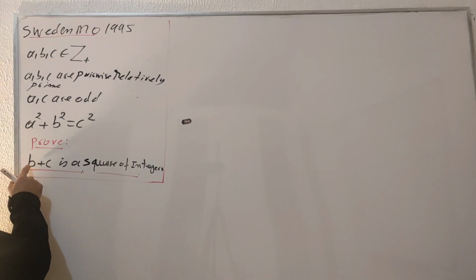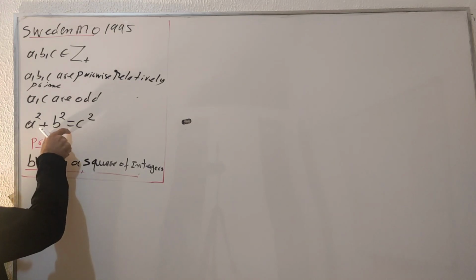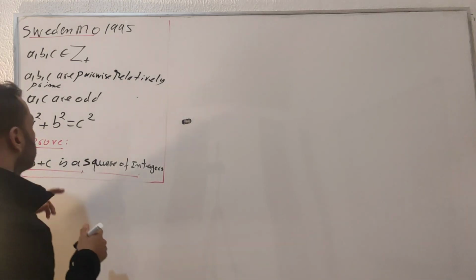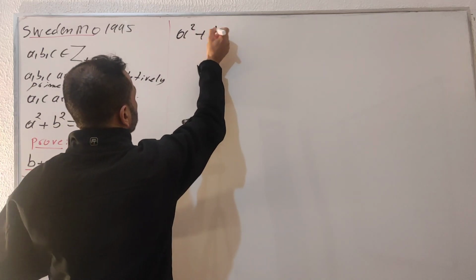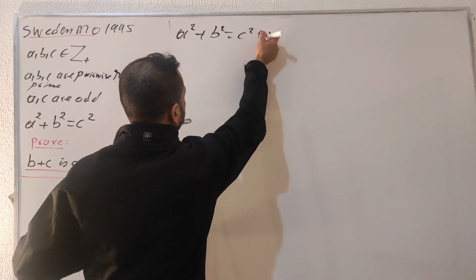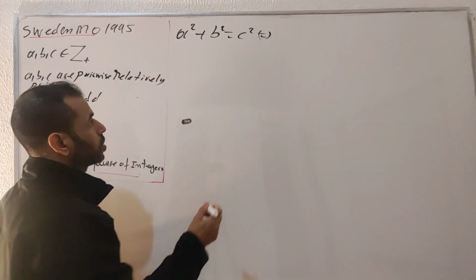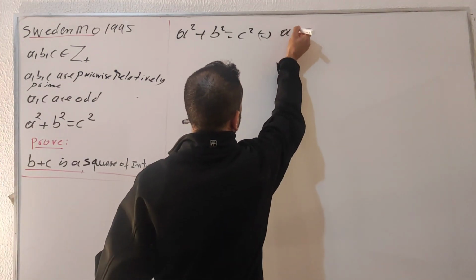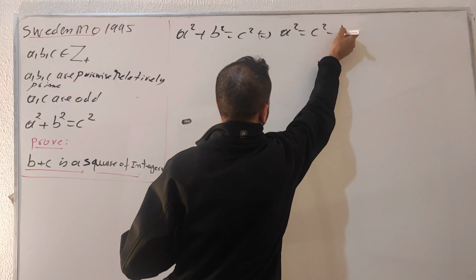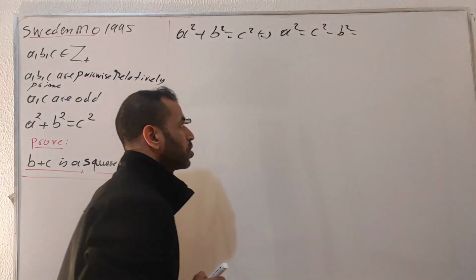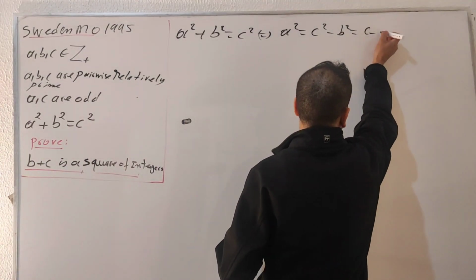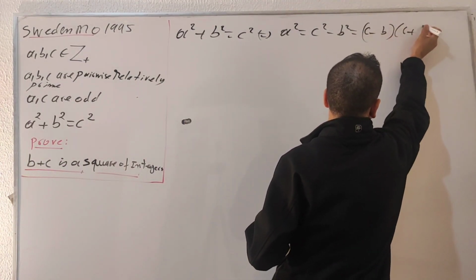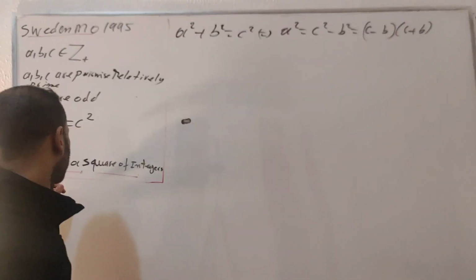Since we need the term b plus c, we are going to factor in order to put this equation in the form of b plus c. We have a squared plus b squared equals c squared. Let's take b squared to the right, so a squared equals c squared minus b squared. This is a difference of squares, so we factor it: c minus b times c plus b. So we get the term which we need.